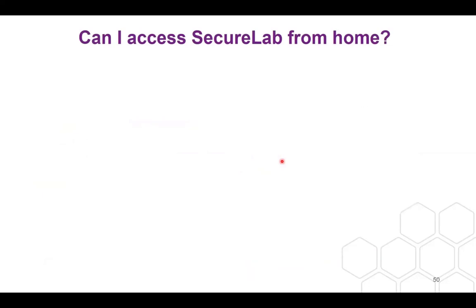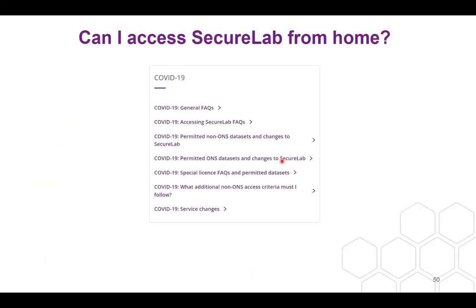And the same question as we did earlier, can I access SecureLab from home? So after everything has been done and your institutional access is okay and you can go to your institution and access the SecureLab, then again, we need to check if the datasets are in the permitted list. If they are in the permitted list, there is an additional application process depending on what data we have. So we just don't go and do it. We make an application for home access.